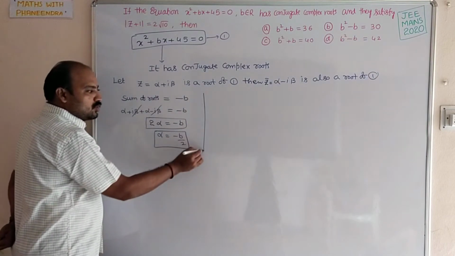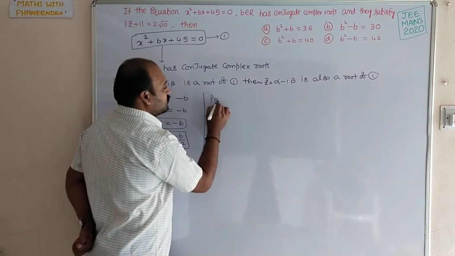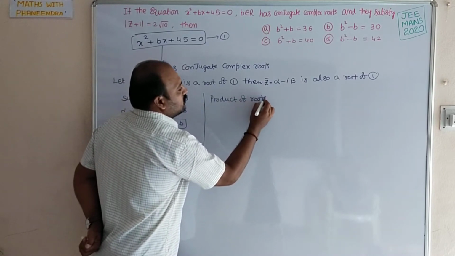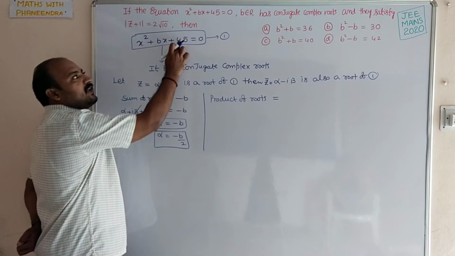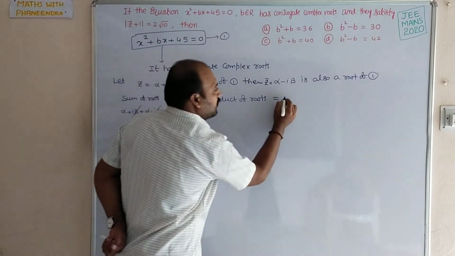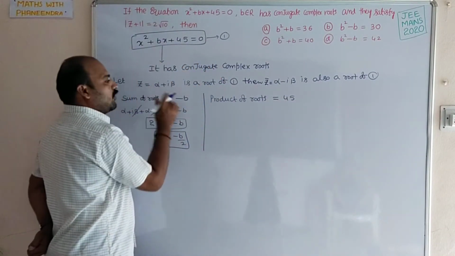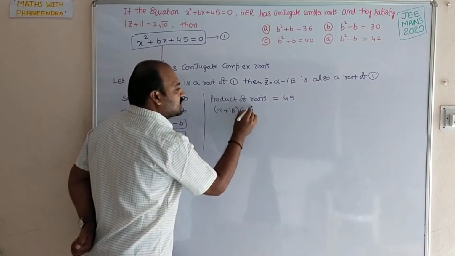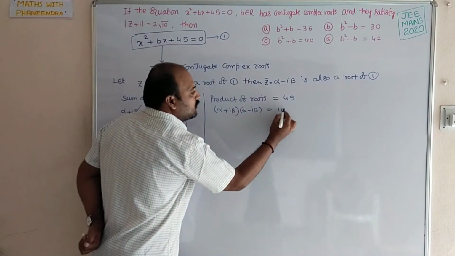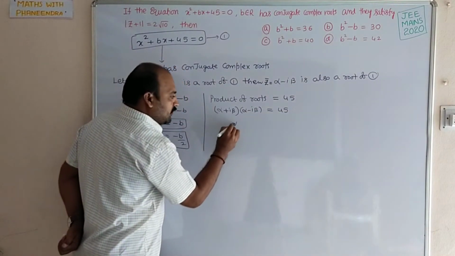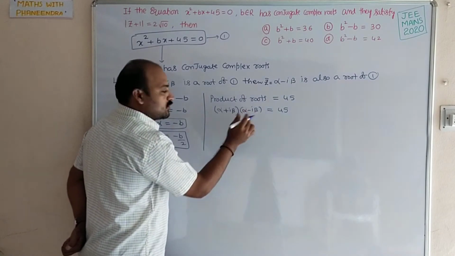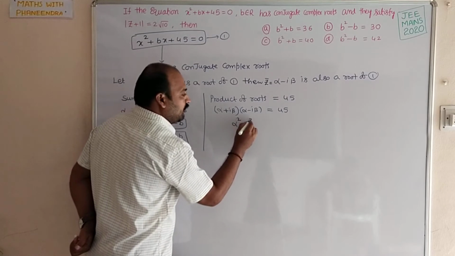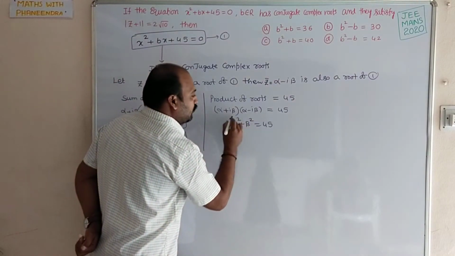After that, the product of the roots you can write. Product of the roots equal to c by a. What is c here? 45. A value is what? 1. So 45. Product of the roots, alpha plus i beta into alpha minus i beta is equal to 45, and a plus b into a minus b is a square minus b square, so alpha square minus i square beta square, i square value is minus 1, so plus beta square is equal to 45.